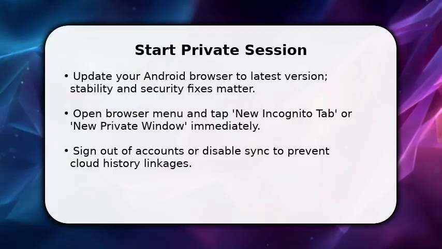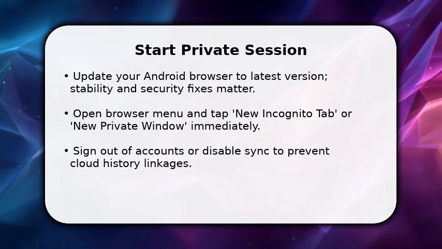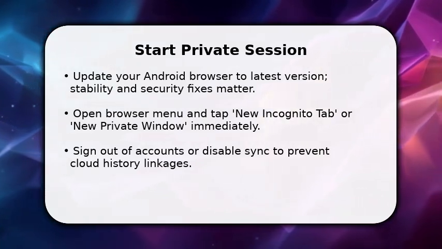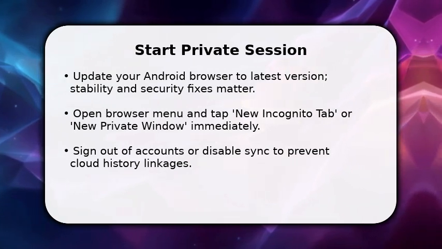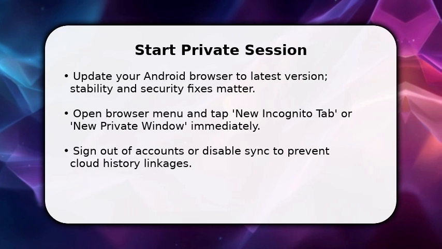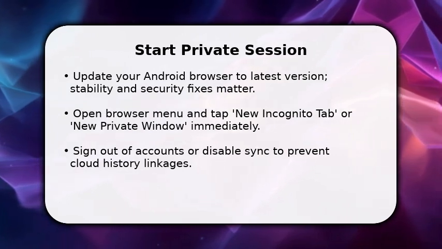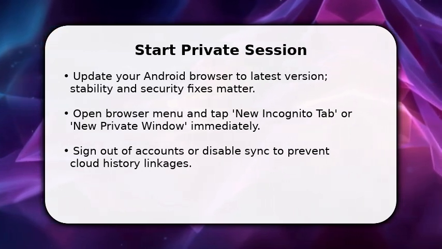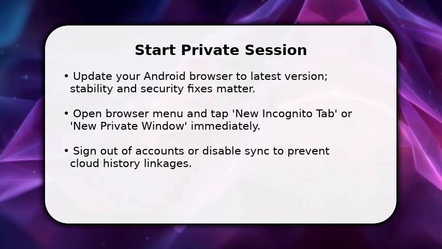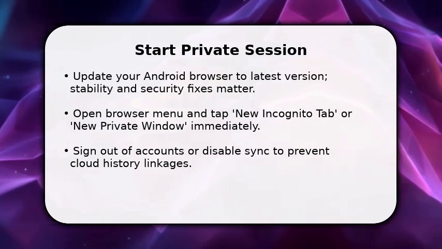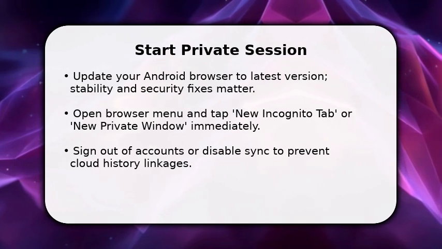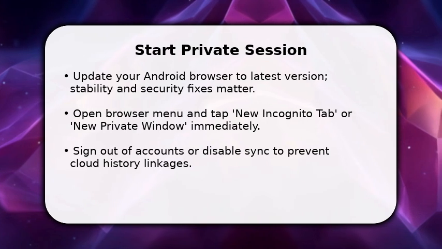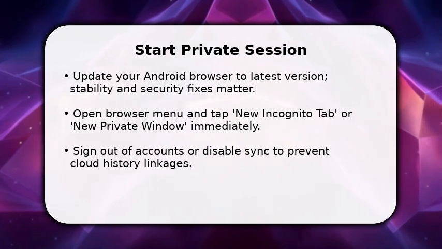Please enjoy the video. You start by making sure the app is current and your device has basic security updates. Newer builds fix private mode leaks. Once done, open your browser and choose New Incognito or Private Window. That action isolates local history and cookies. You should also disable sync or sign out of Google or browser accounts so tabs won't be linked to cloud history. These steps keep local data compartmentalized and prevent immediate cross-device traceability while you continue configuring privacy controls.